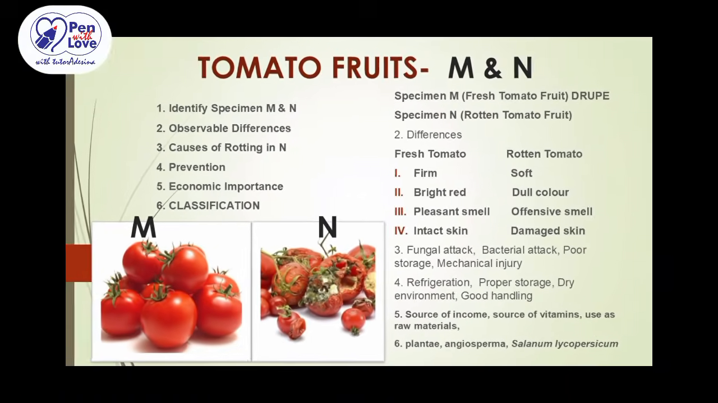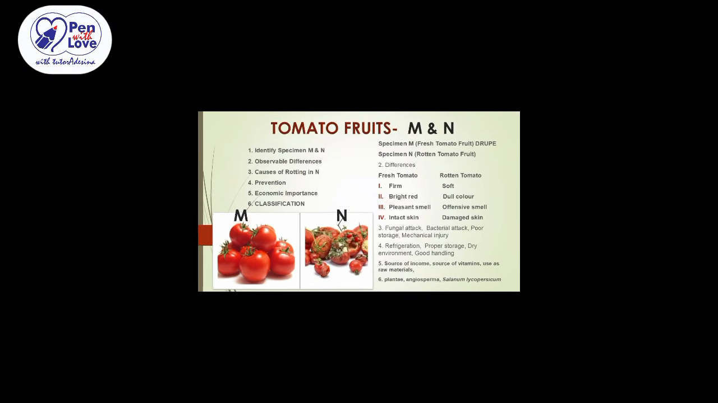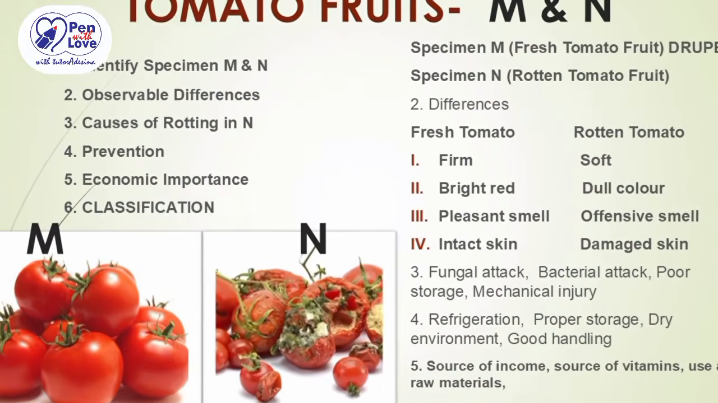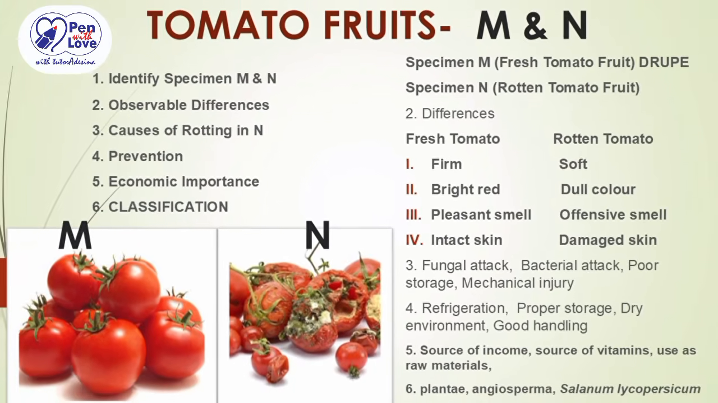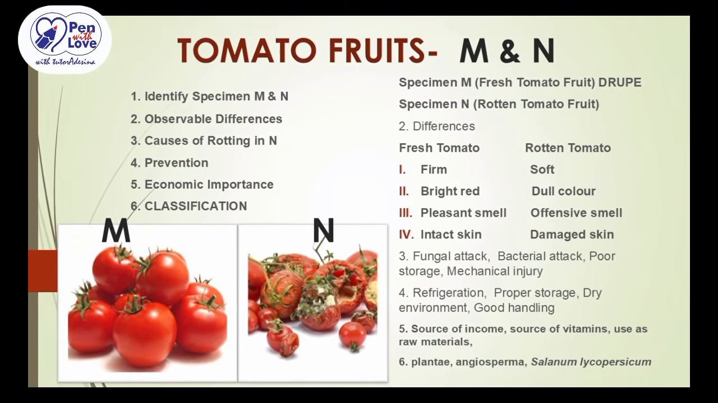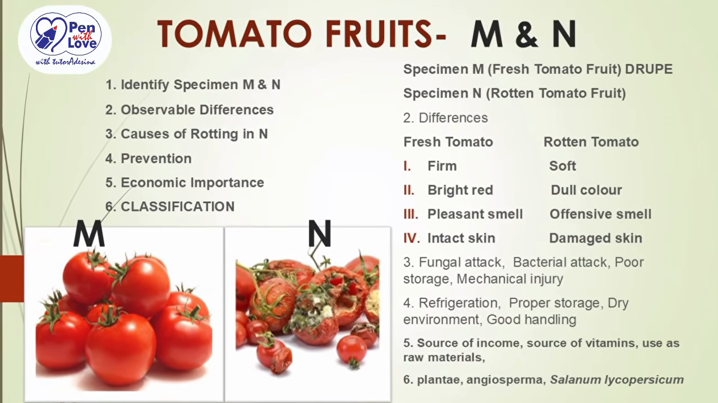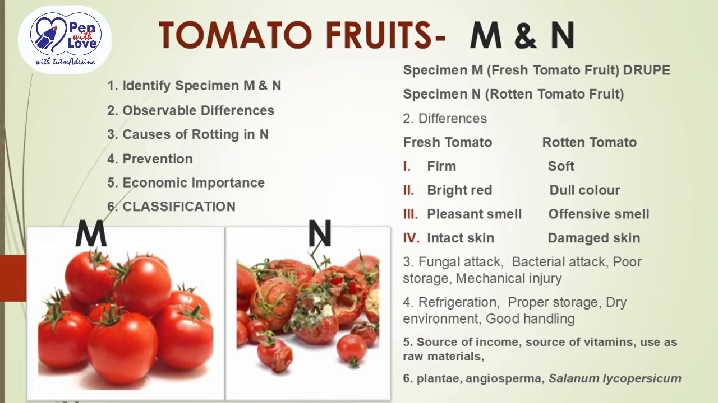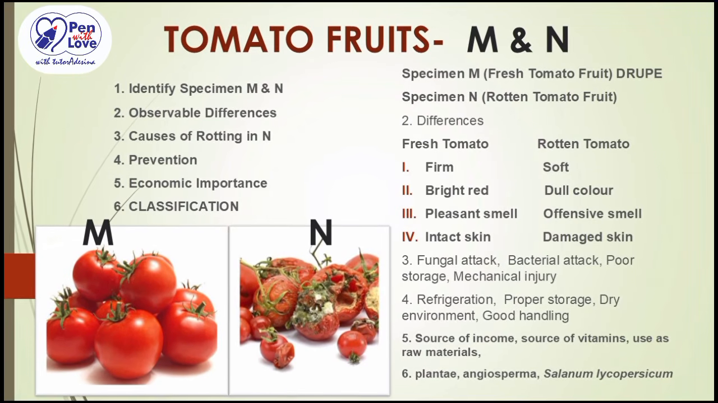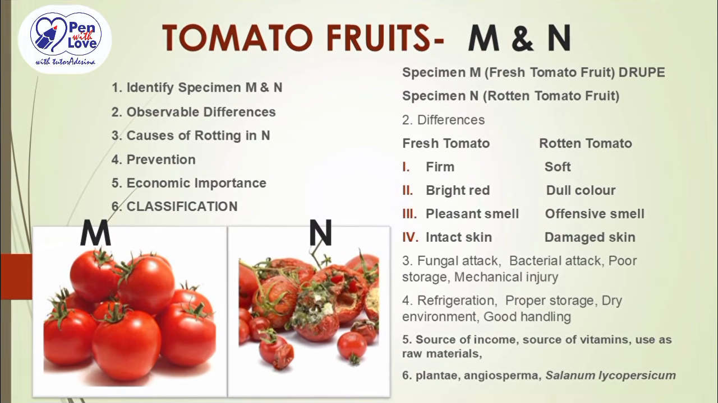Now the next one, let's look at specimen M and specimen N. They are almost the same thing with just small differences. Specimen M is a fresh tomato fruit, while specimen N is a rotten tomato fruit. You can see both are tomato fruits. So we want to look at them. These are the likely questions that might come out.